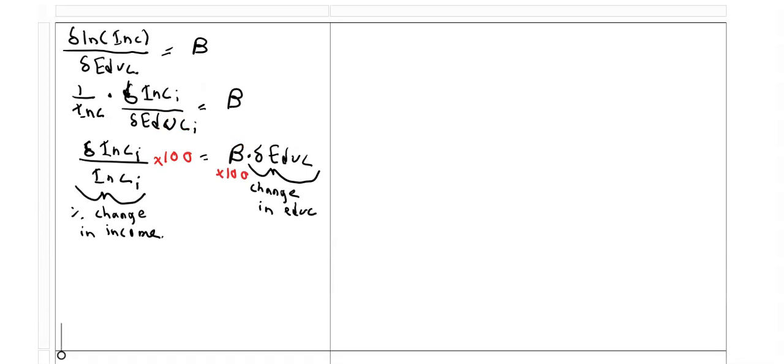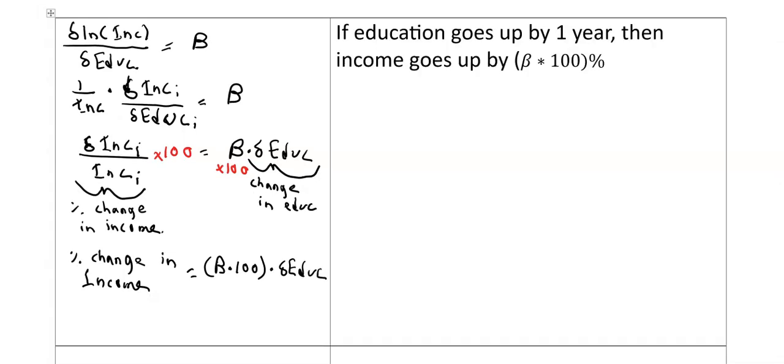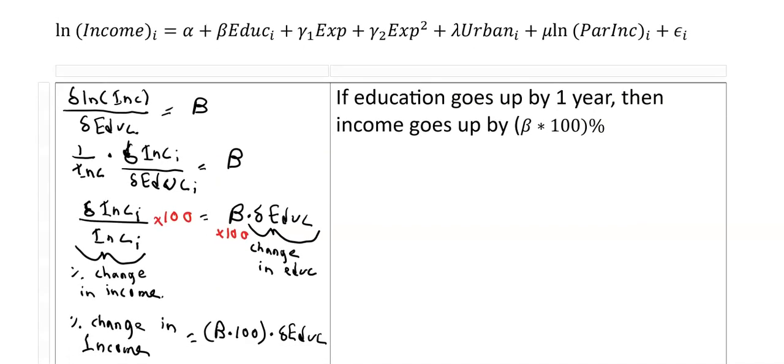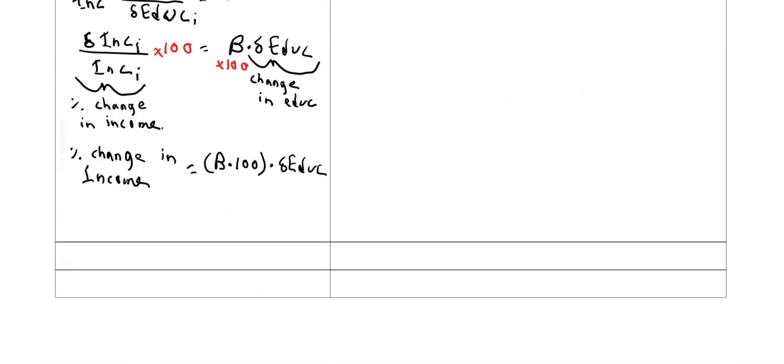So an easier way to interpret it is, the percentage change in income equals beta times 100 dot delta education. So we would say that if education goes up by 1 year, then income goes up by beta times 100%. So that gets easier to interpret. Now let's look at when both sides have natural logs.